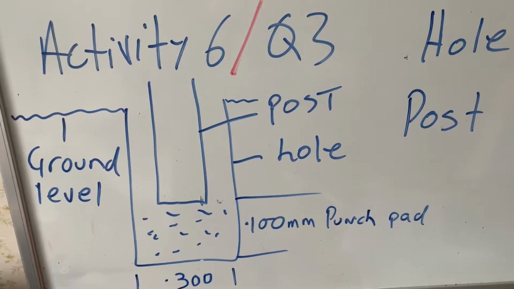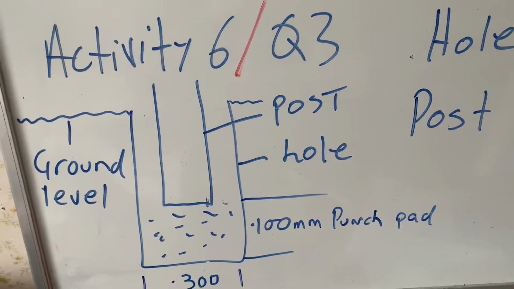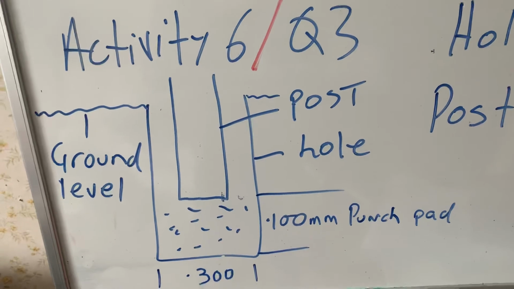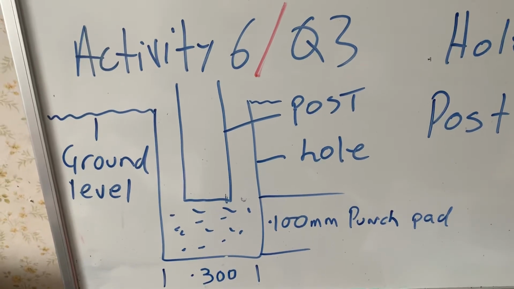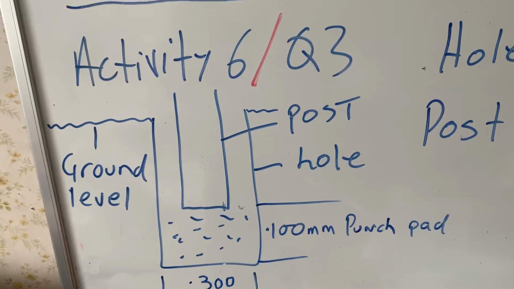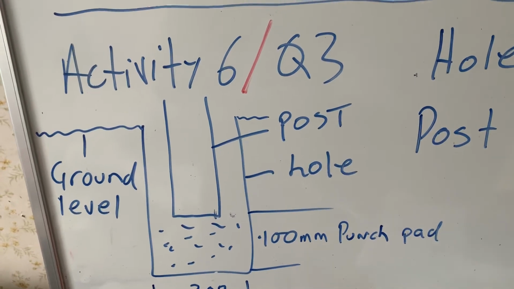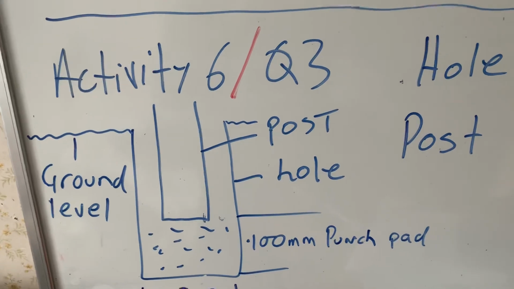We call that a punch pad. Now, the purpose of the punch pad is that that post does not sink into the ground at the bottom of the hole. So when that post comes under pressure, it's not going to sink into that dirt. So the punch pad acts as a pad, a strong foundation to stop that happening.